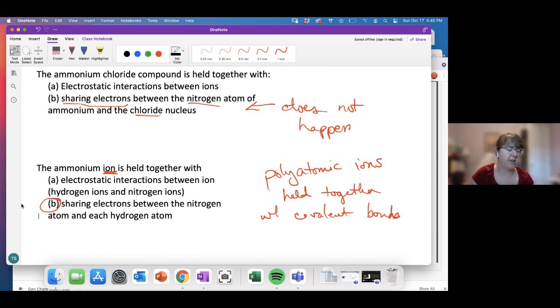Because this is the time where now we've got ionic compounds, we've got covalent compounds. So it's a nice time for us to ask you, how is this one held together? How is that one held together? And what's really going on?